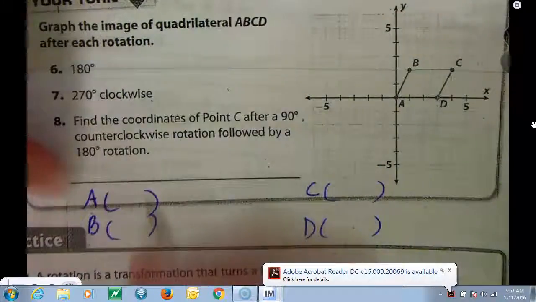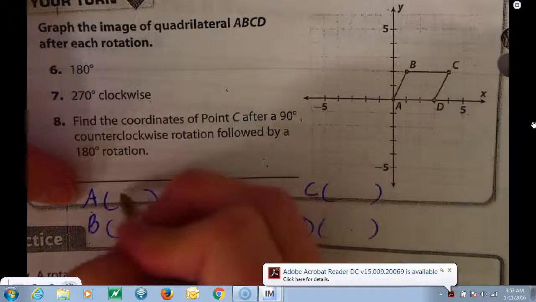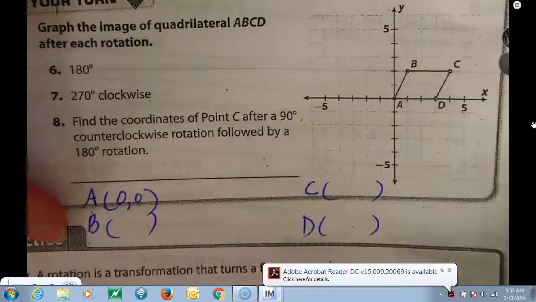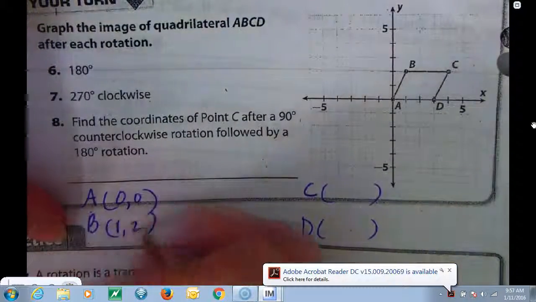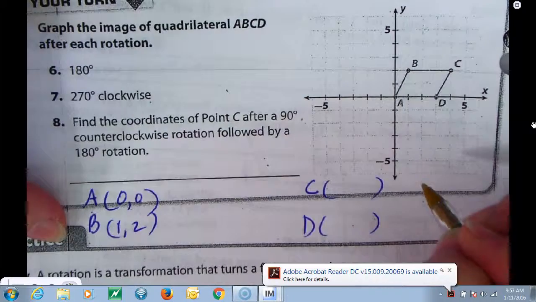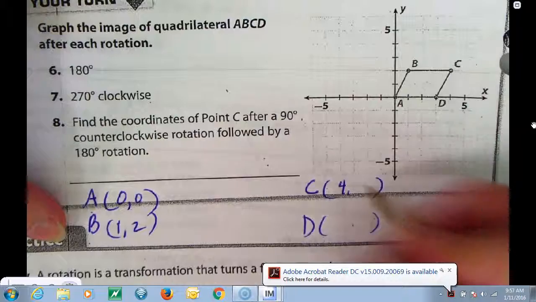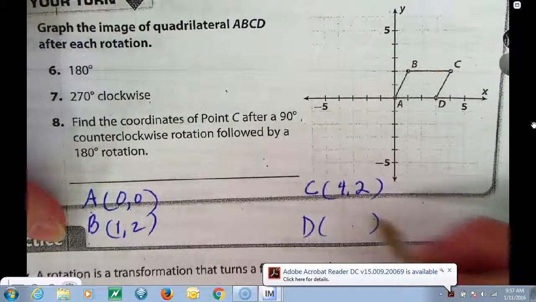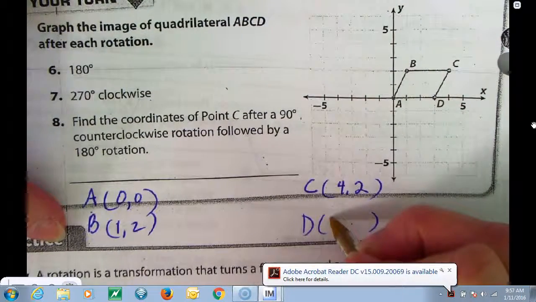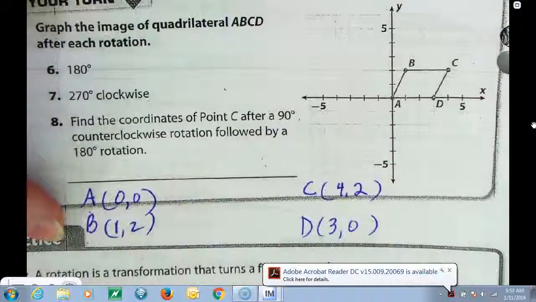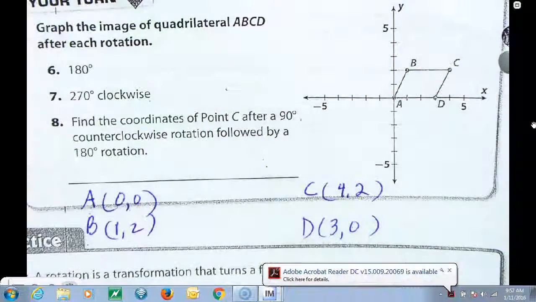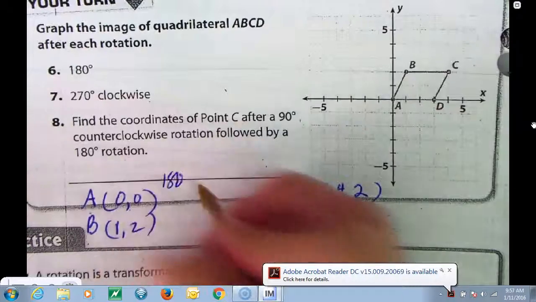Okay? Let's do coordinates for A. What's A? Oh, that makes it easy. B, C. C is 4, 2. And D is 3, 0. Okay, we're going to do a 180.